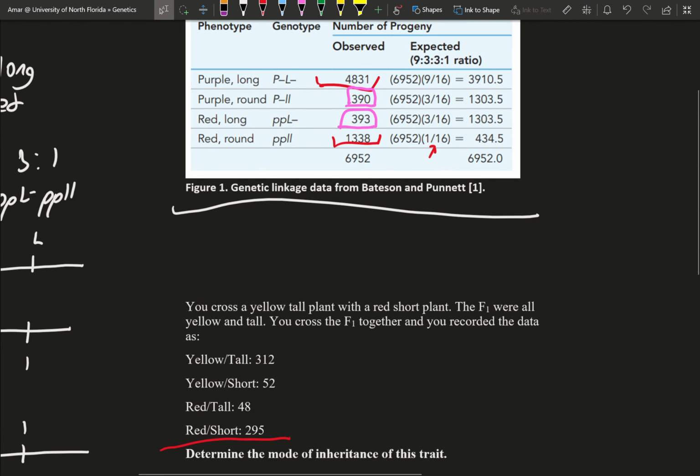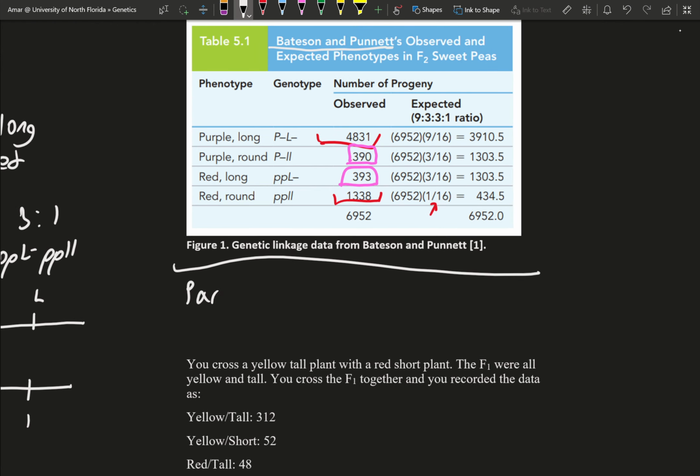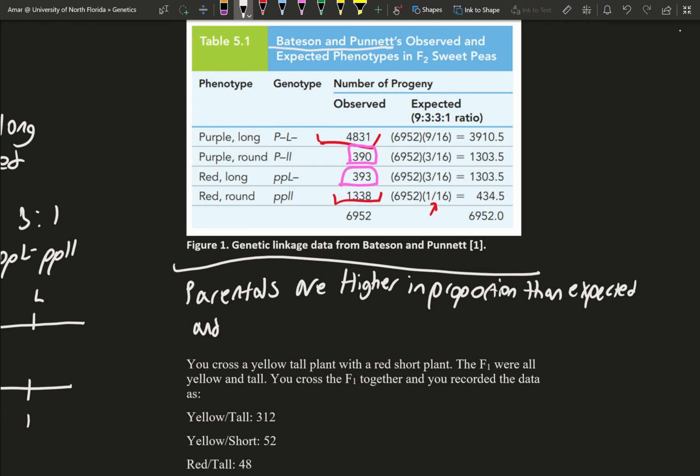The main thing that you should look for is that the parental phenotypes are higher in proportion than expected, and the recombinant phenotypes are lower in proportion.